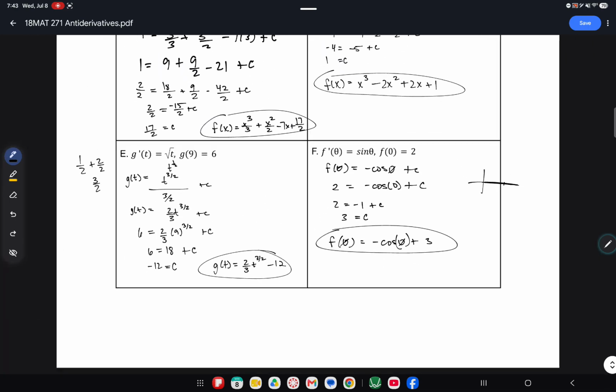All right, and there we have basics of antiderivatives. So if you have any questions, let me know.